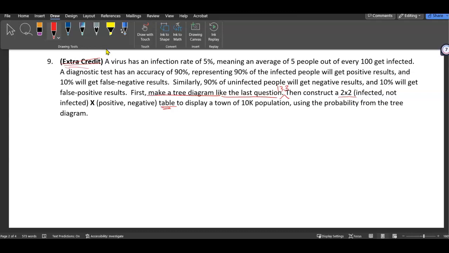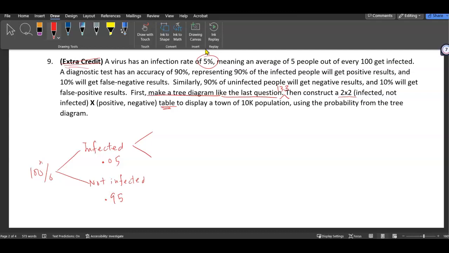Okay, so draw a tree diagram, right? 100% is always how we start, and it says to construct one to first do the infected, not infected, right? So if it's a 5% infection rate, that means the infected will be 0.05, and then the not infected, because the total is 100%, will be 0.95, right?